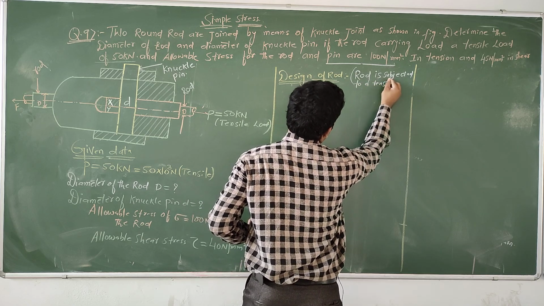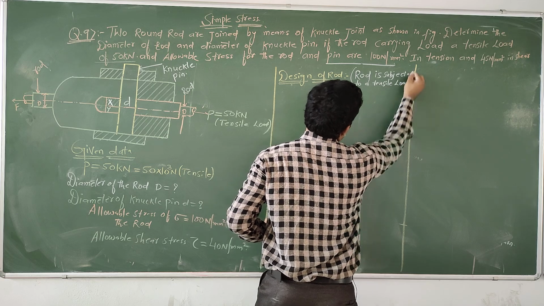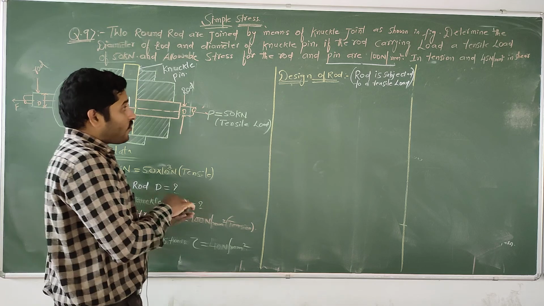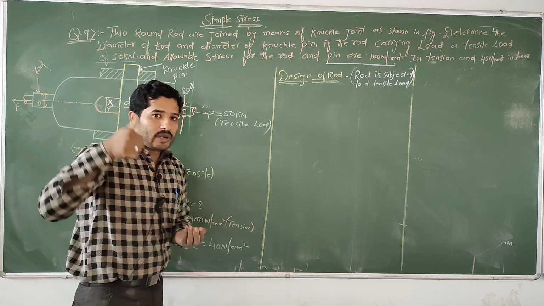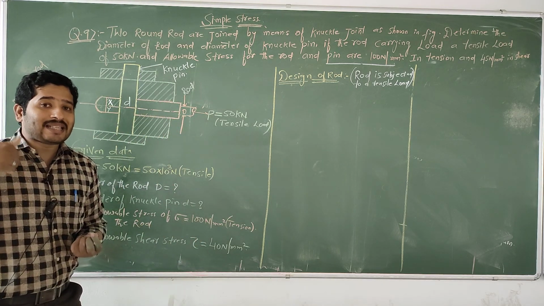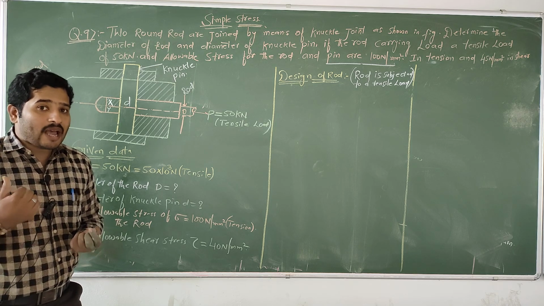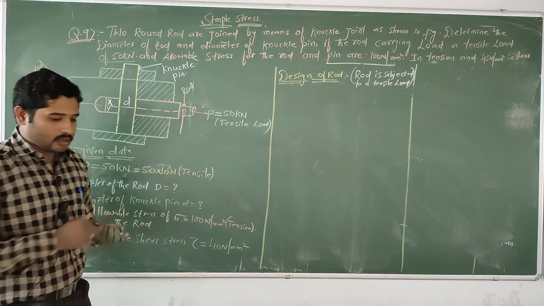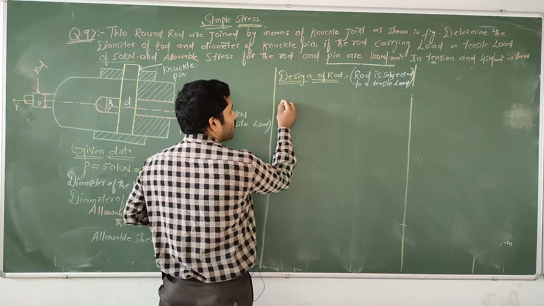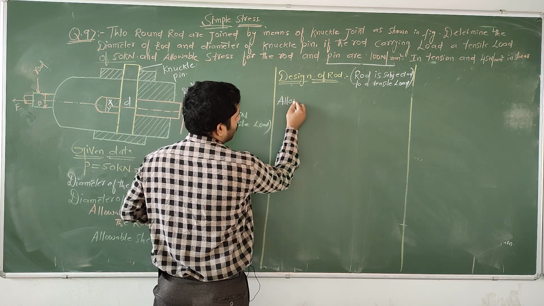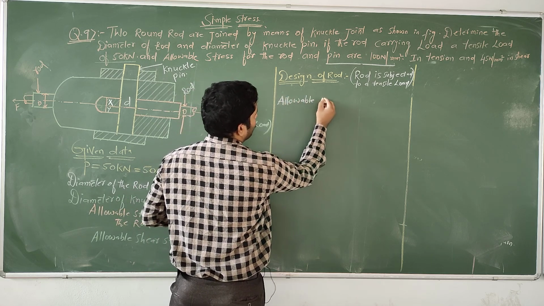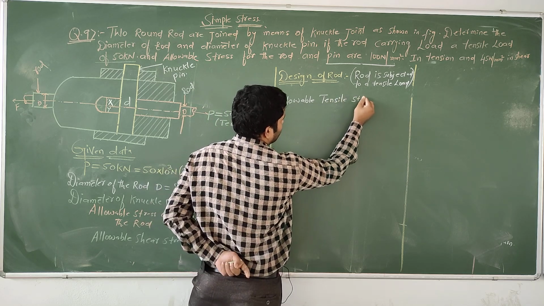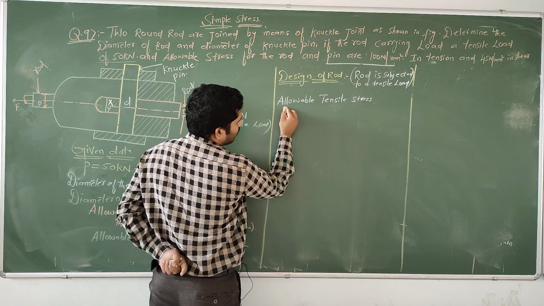The rod is subjected to a tensile load. Is it right? The first thing we need to find out is the allowable tensile stress in the rod. From this allowable tensile stress of the rod, we can easily find out the diameter of the rod. Is it right? Now here, allowable tensile stress in the rod.